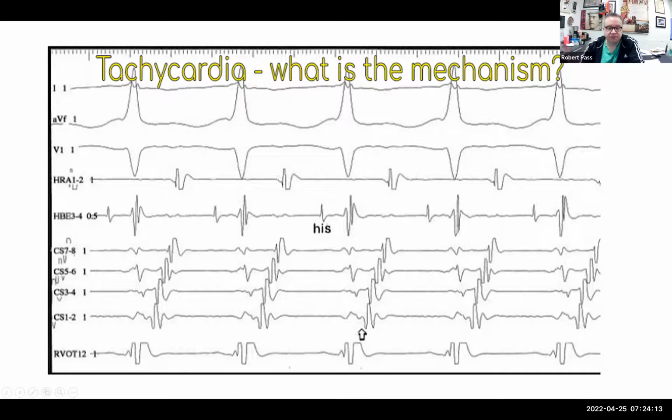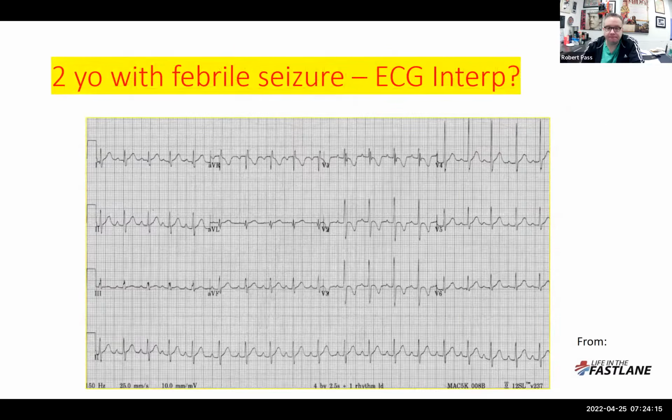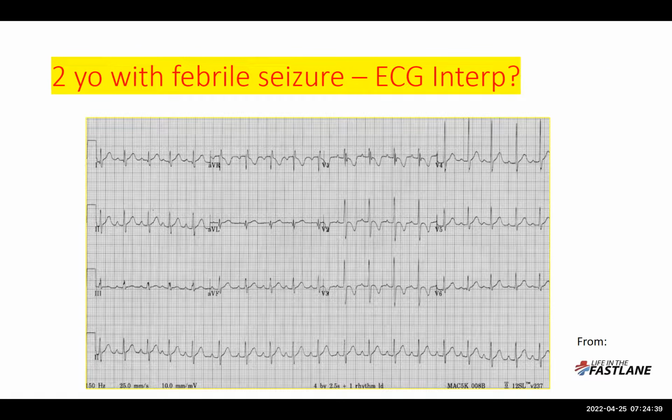Okay, very good. Good job. All right. This is a 2-year-old who had a febrile seizure. This tracing I saw online from a website called Life in the Fast Lane. And I'm going to ask Dr. Zawani for your interpretation of this tracing in a 2-year-old who had a febrile seizure. Okay. And is now fine.